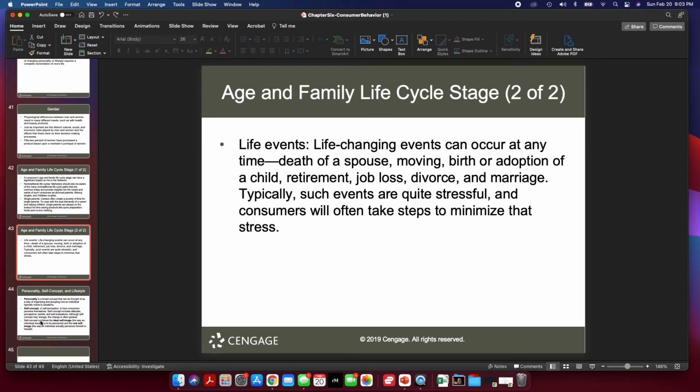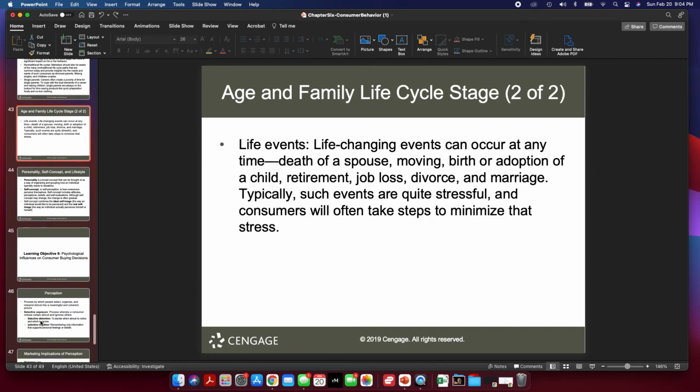Life events, too. With social media, you can target life events. You can target things such as death of a spouse, moving, birth, and adoption. These times of your life are very stressful, and consumers often buy products and take steps to minimize that stress.